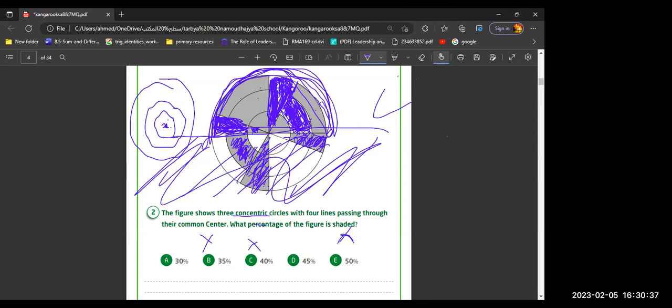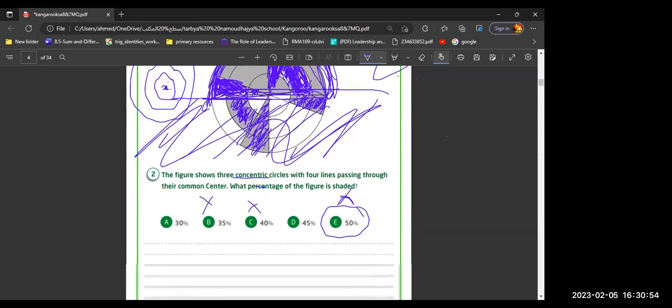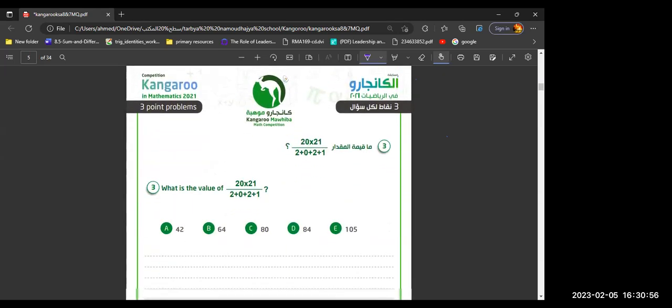Okay, so it's going to be 50. The top half of the circle is 50%. So the answer must be E. Is it clear, guys? Yeah. Clear. Okay, let's move to the next one.